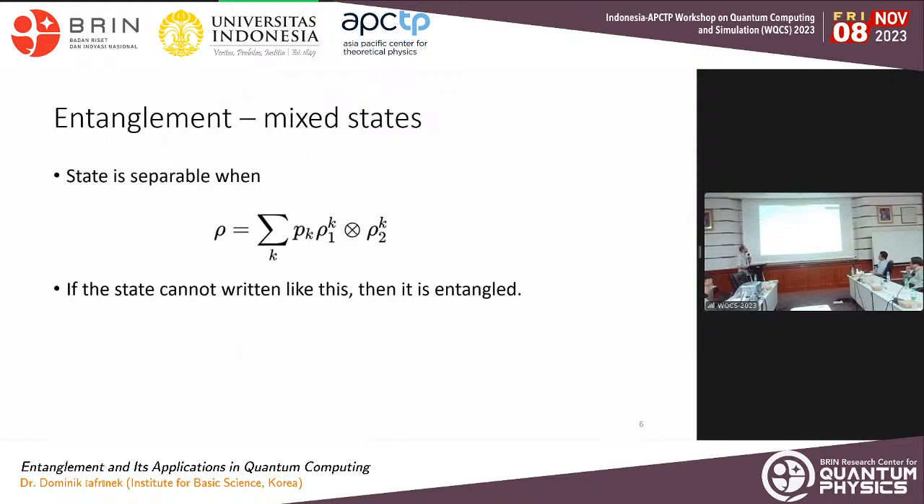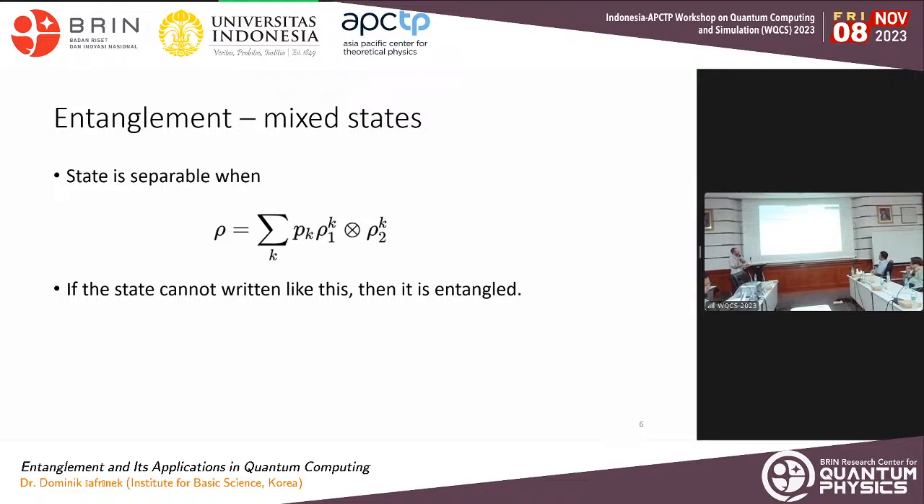So, pure states. For mixed states, the definition is more complicated because you have a density matrix, which maybe some of you know, some of you don't. Let's put it this way: if you have the density matrix of the full system, it can be written like this. This is a probability distribution, and this is some density matrix of the first system, and this is the density matrix of the second system.